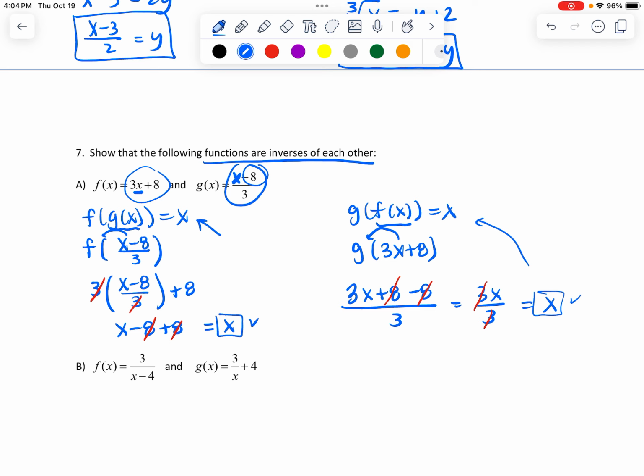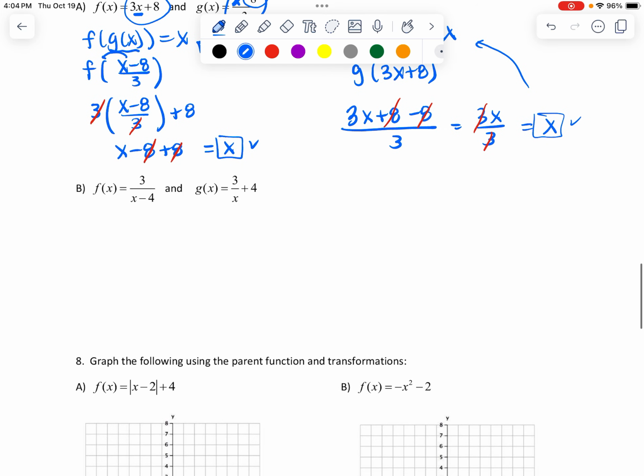Okay, B is a little bit harder because of all the fractions, but we have to do the same thing, right? So we need to show that f of g of x equals x. And then we need to show that g of f of x also equals x. All right, so let's start with the g of x. G of x is this lovely fraction.